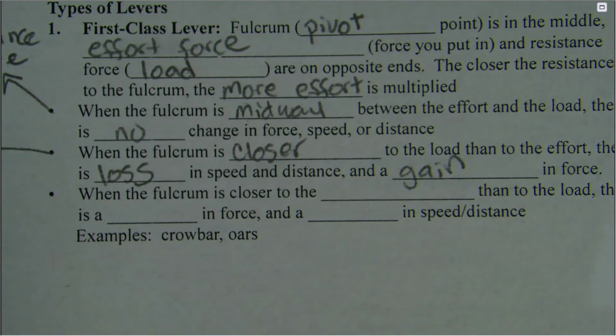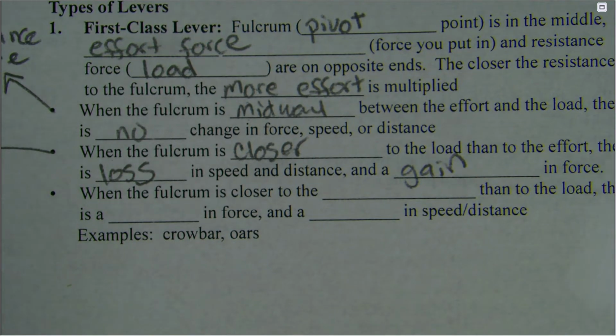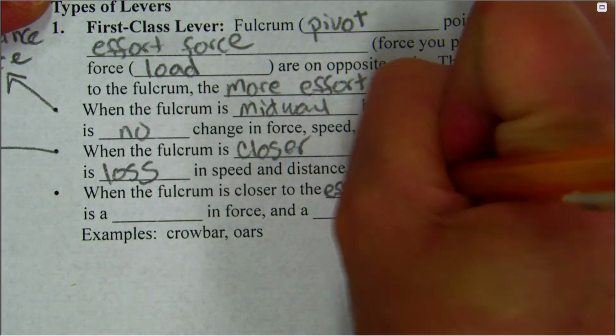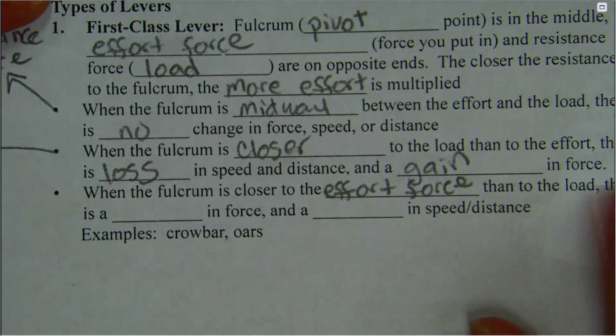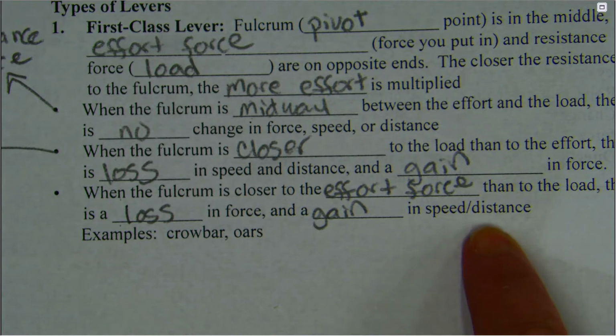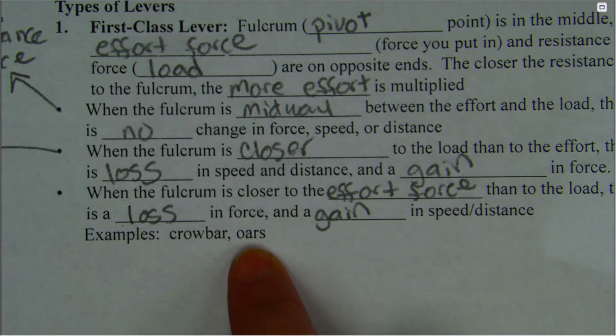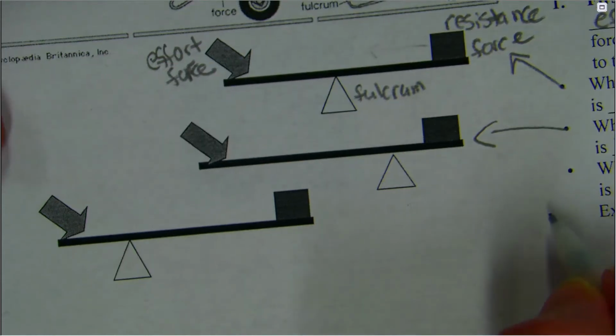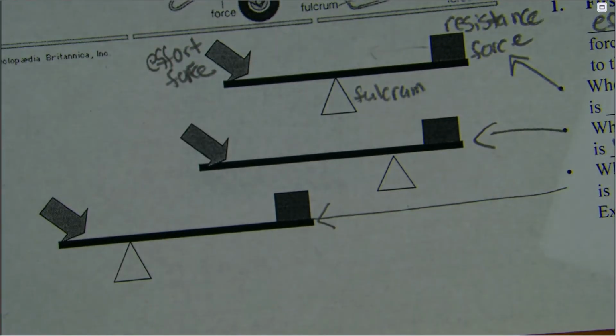When our fulcrum is closer to the effort force, there is a loss in force, but a gain in speed and distance. Crowbars and oars are examples here, and this third picture is what we just talked about, the movement of the fulcrum. So we can make a lever and adjust it depending on the needs that we have.